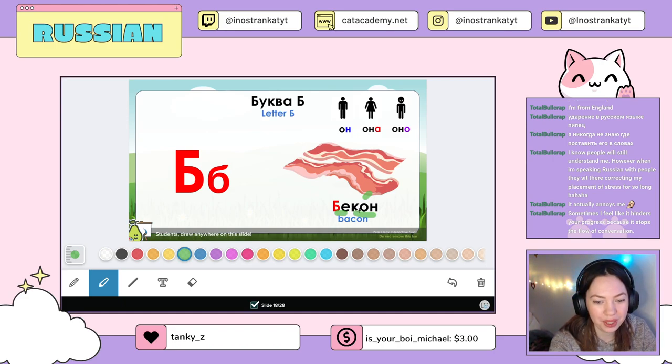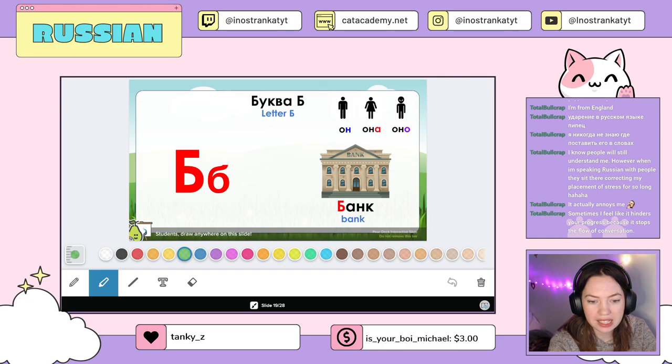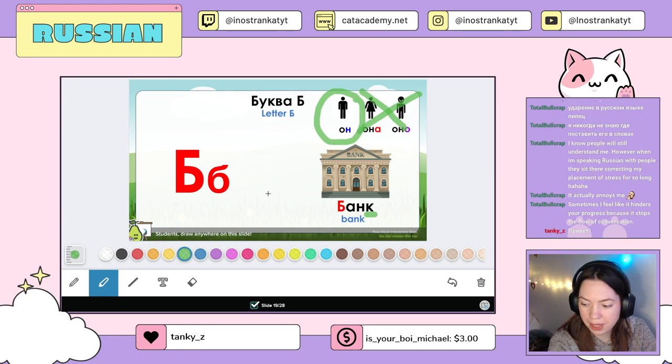Бекон. The final consonant is N, so it cannot be feminine or neuter gender. It has to be он, masculine. Next one, again, super easy. Банк. The final sound is K, definitely not a vowel, so we are not looking at those two. It has to be он, masculine.